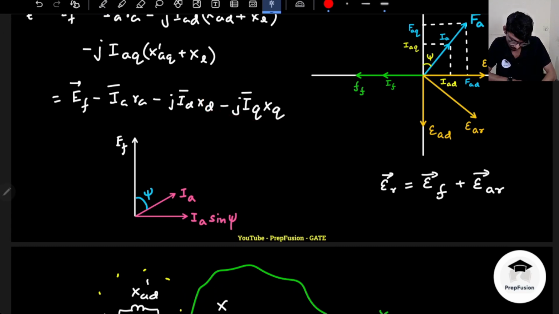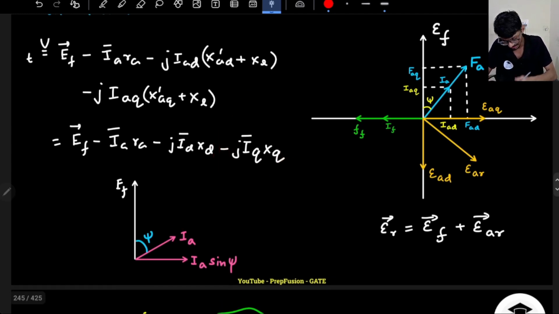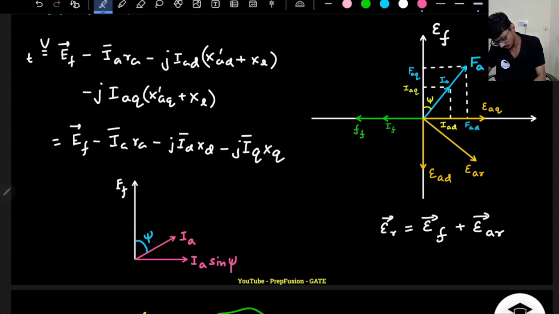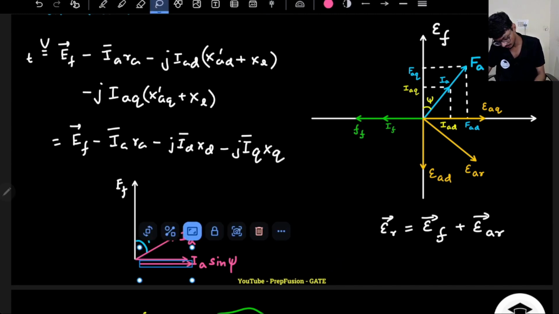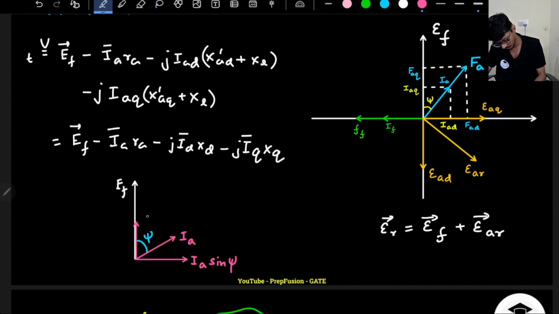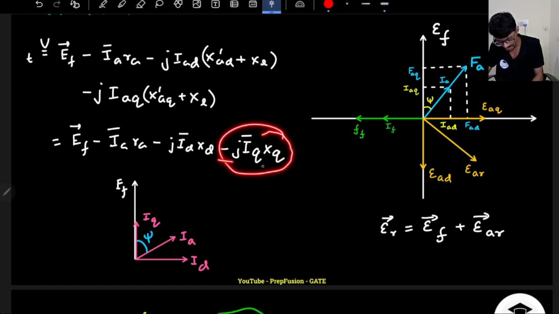Minus j means what? Minus j means rotate in the clockwise direction. Okay, let me do the IQ first, because I want to explain one thing. So that's why it's better we do IQ first. It's important we do IQ first, otherwise it will just be a mess up. So IQ will be in this direction, right? So this will be my IQ along the direction of EF. Let me write this ID only. So what is this? Minus j into IQ, right?